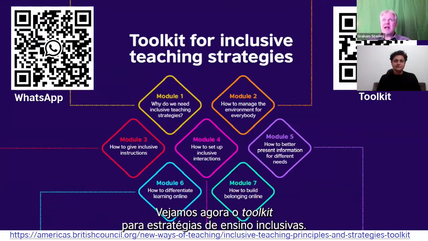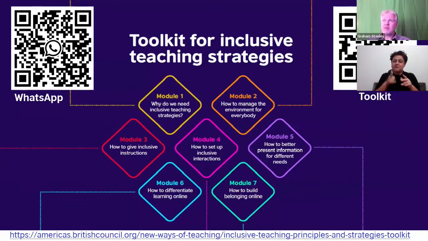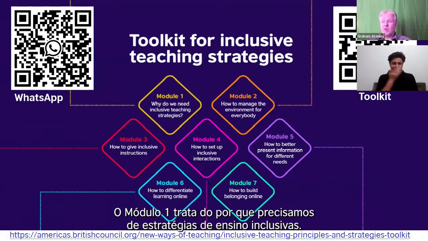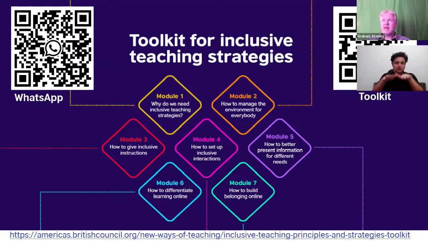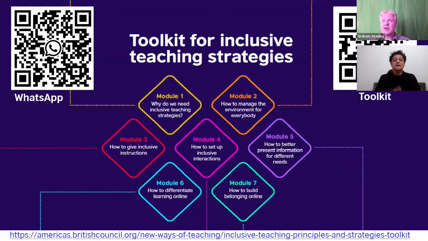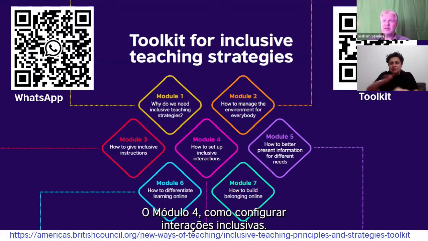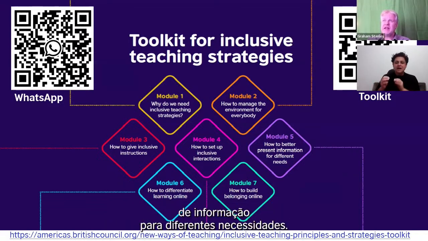So now let's look at the toolkit for inclusive teaching strategies. As you can see here, there are 7 modules. Module 1 was all about why do we need inclusive teaching strategies. It was a rationale, an argument for making classrooms more inclusive. That was followed by Module 2, how to manage the environment for everybody. Module 3, how to give inclusive instructions. Module 4, how to set up inclusive interactions. Module 5, how to better present information for different needs.